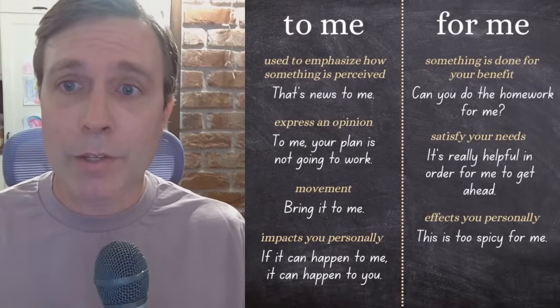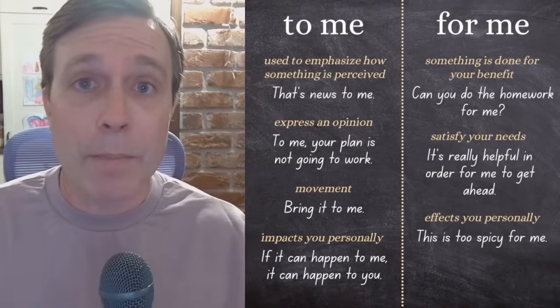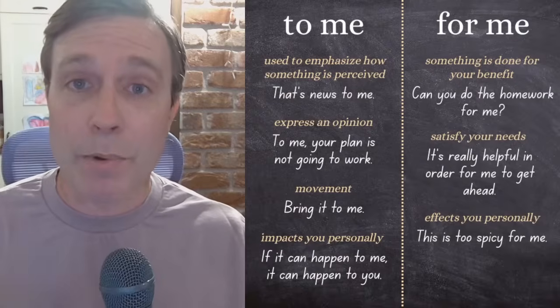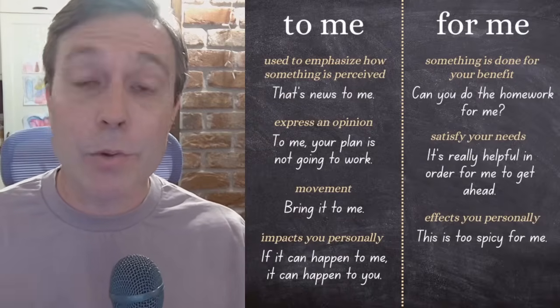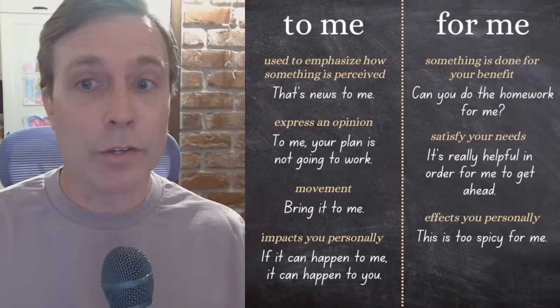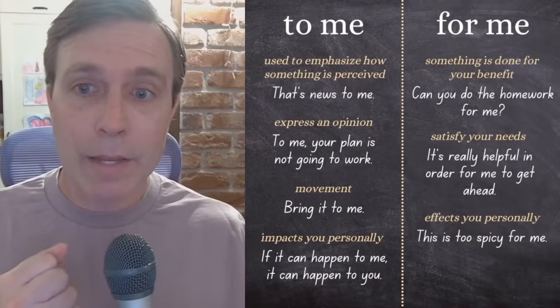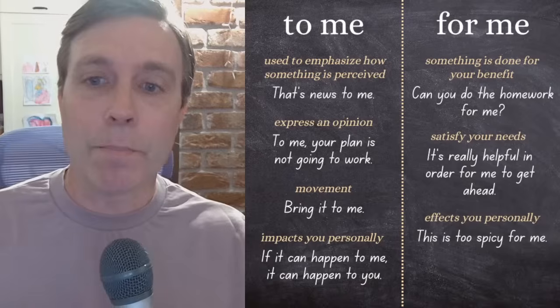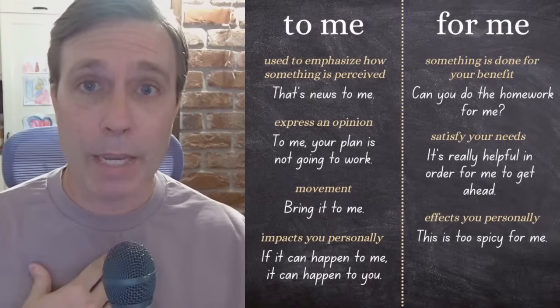To me. We use this to emphasize how something is perceived, like that's news to me. You can also use this to express an opinion. To me, your plan is not going to work. In this case, you could also think of the expression, it seems to me your plan is not going to work. Movement, bring it to me, and something that impacts you personally. That's how I'm labeling it. If it can happen to you, it can happen to me.